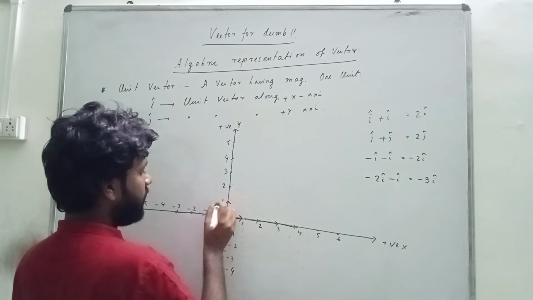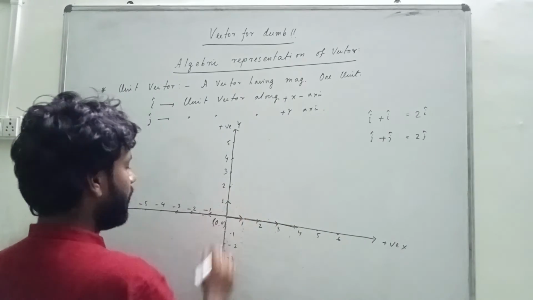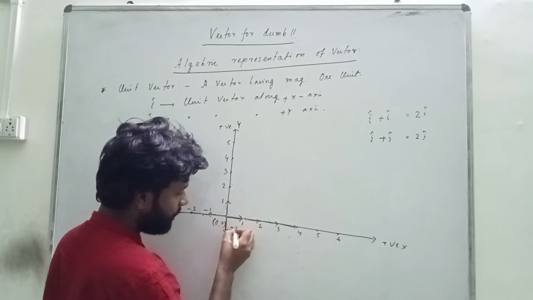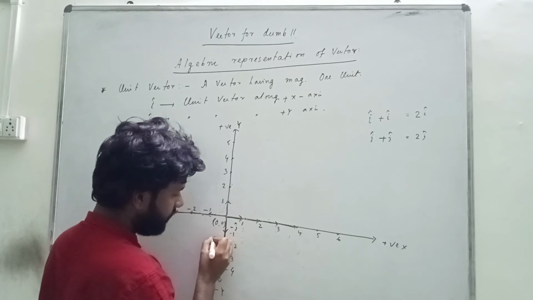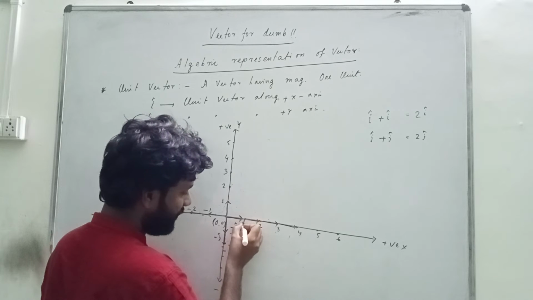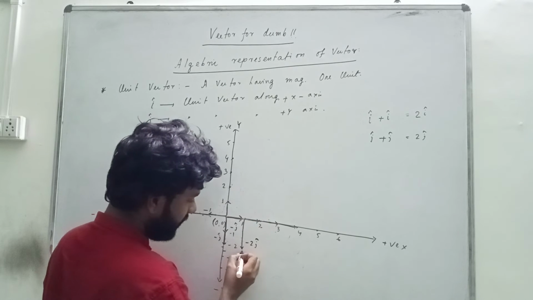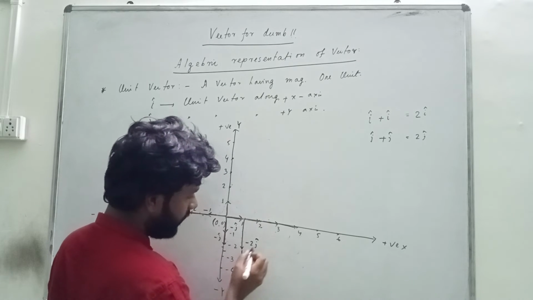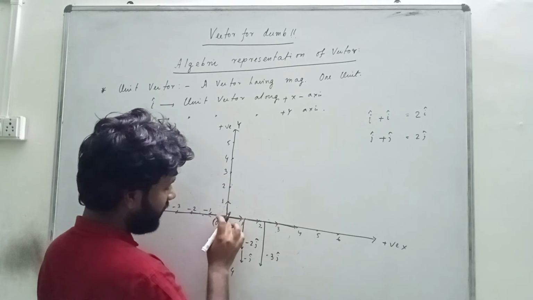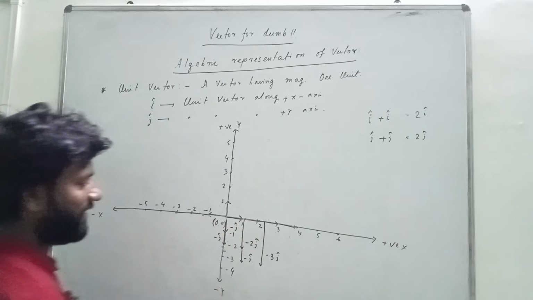Because similarly, j cap means the negative y axis. So it is your minus j cap here, and another minus j cap here. The minus j cap with minus j cap means it is your minus 2 j cap, right? And obviously this vector is minus 3 j cap, and so many here is a minus 4 j cap, right?